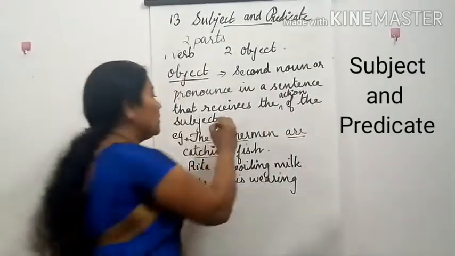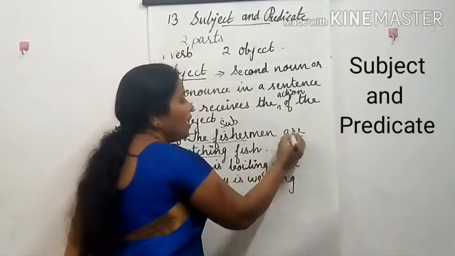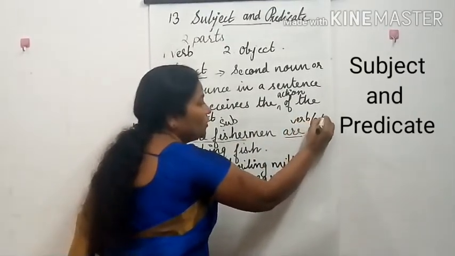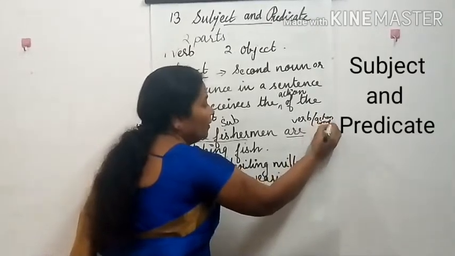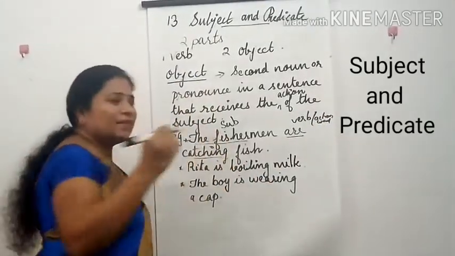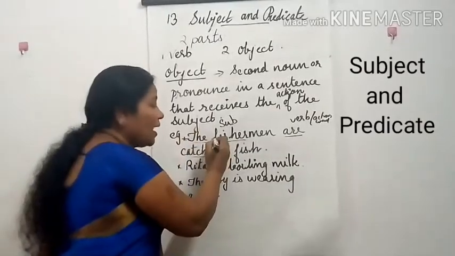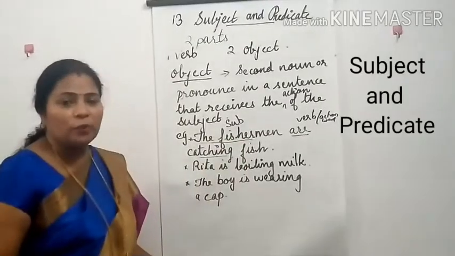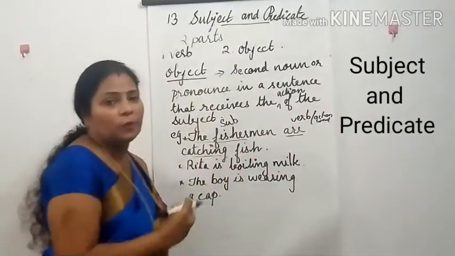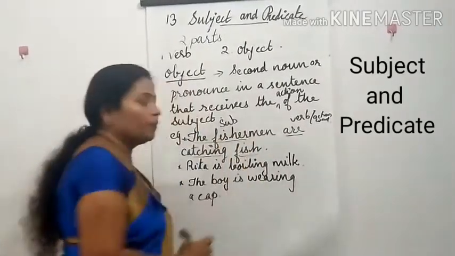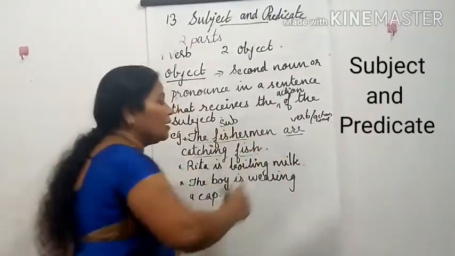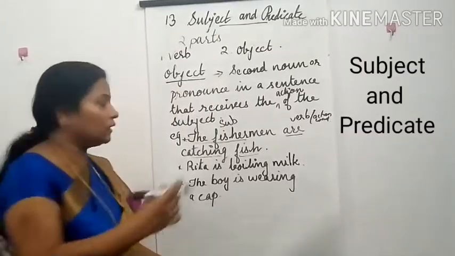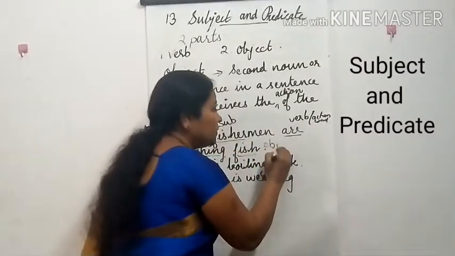This is our verb. So this is our subject. Are catching, this is the action word. So this is the verb or action word. And catching, this action the fishermen are doing, and it is received by whom? Fish, right? The fishermen are catching what? Fish. So fish becomes the object.